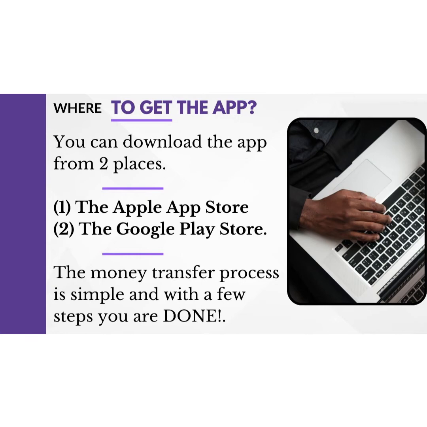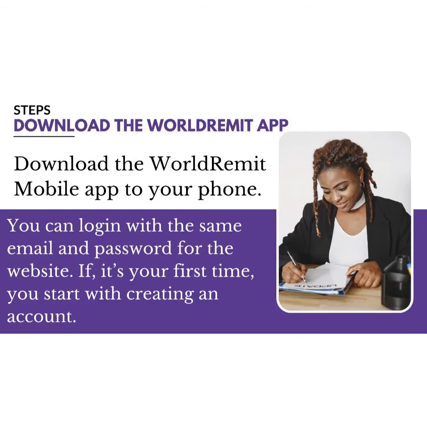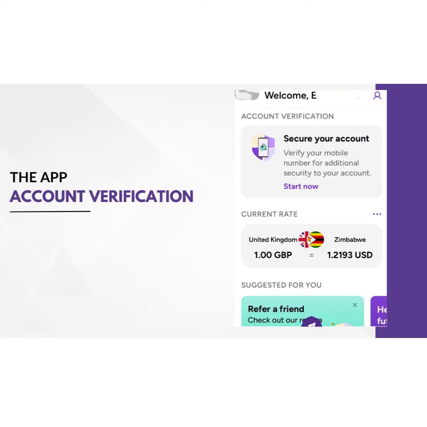Step number one, you need to download the WorldRemit mobile app to your phone. Number two, you can log in with the same email and same password as you used to, I mean, when you were logging in through the website. Number three, your recipients, or the people you used to send money to, their details will still be there on the app. So to start a new transfer, you simply hit transfer.